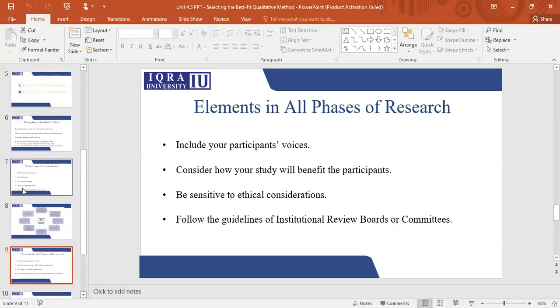I have to be sensitive to the ethical considerations as well. And then there are some guidelines of ethical considerations that you will study later on in the course, that we need to take care of all of them as well. We need to make sure that we are following the confidentiality and anonymity of the participants.